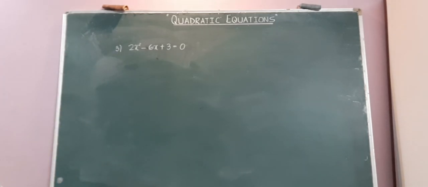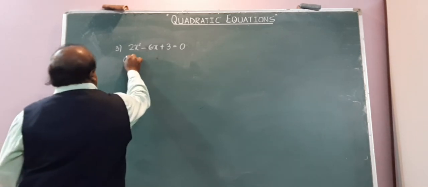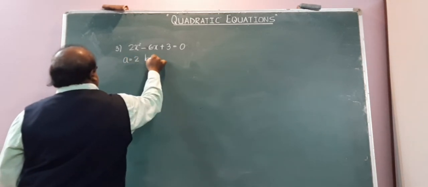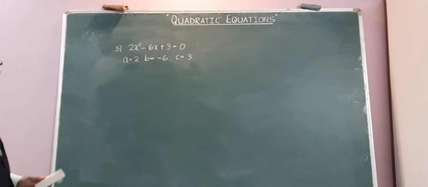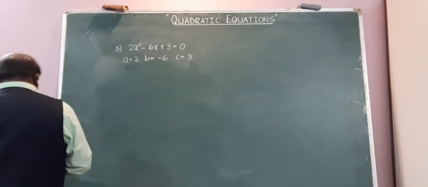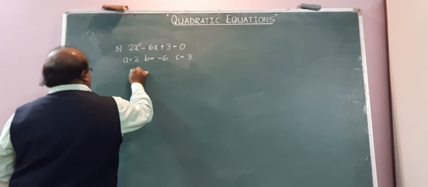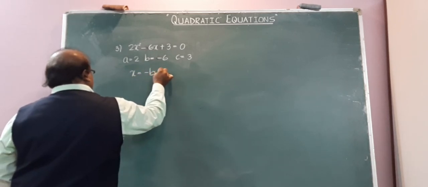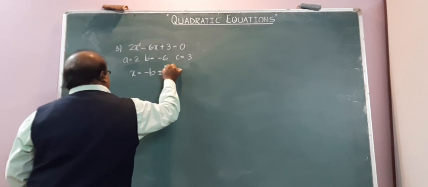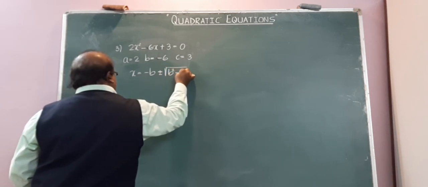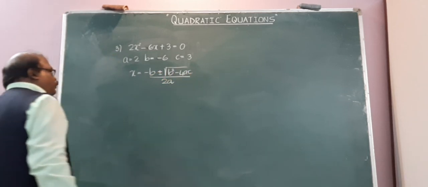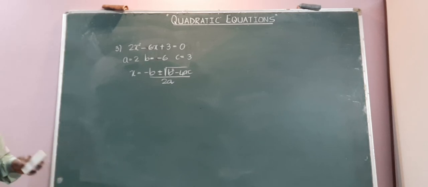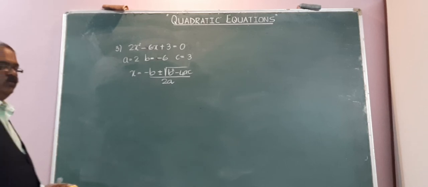Once again, what is A? 2. What is B? Minus 6. What is C? 3. Let me write the formula. What is x equal to? Minus b plus or minus root b square minus 4ac upon 2a. So what is x?